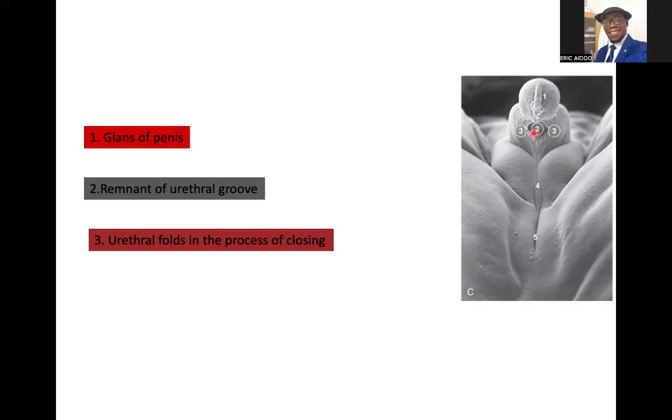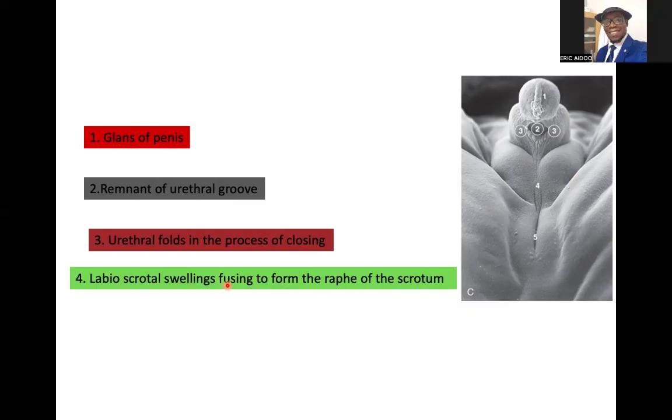Remnant of the urethral groove is number 2. It means that it has not completely closed. The urethral fold has not completely folded. And we will come to realize that if it is not completely folded until the fetus becomes a neonate, then you are going to have issues with urine dripping from there. That's called hypospadias. You have urethral folds in the process of closing, just like I said. So number 3, the groove has not completely folded. Then you have number 4, labioscrotal swelling fusing to form the raphe of the scrotum, so the midline there. So these are going to meet and form the scrotum.